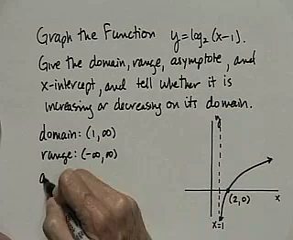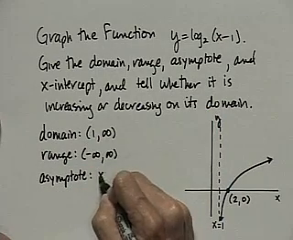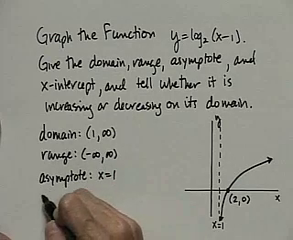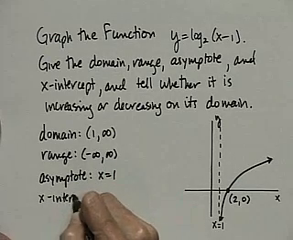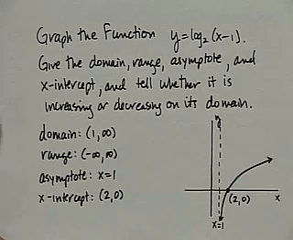The asymptote is the line x equals 1. The x-intercept is the point (2, 0).